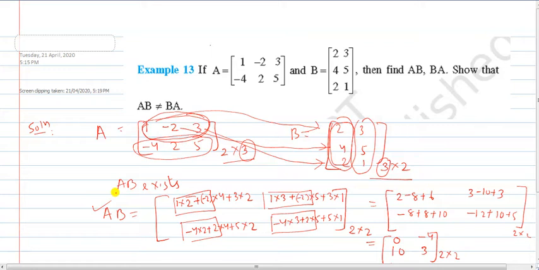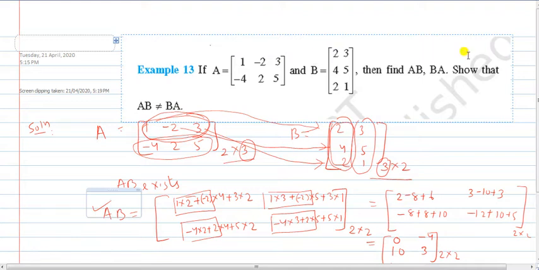Now let me find out the value of BA. So look at the values. A is this and B is this. So 2, 3, 4, 5, 2, 1. Let us find the value of BA then. Your B is equal to 2, 3, 4, 5 and 2, 1. And your A is 1, -2, 3, -4, 2 and 5.